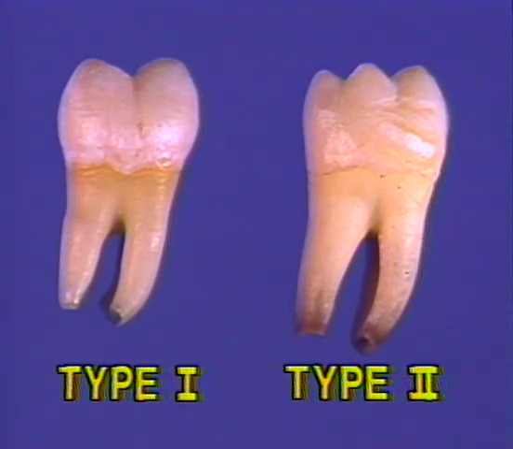These teeth are often congenitally missing or impacted, that is, wedged against an adjacent tooth or bone so as to prevent eruption.